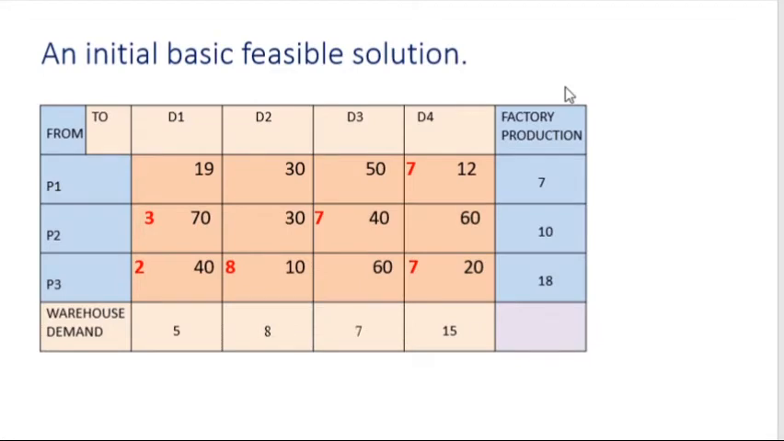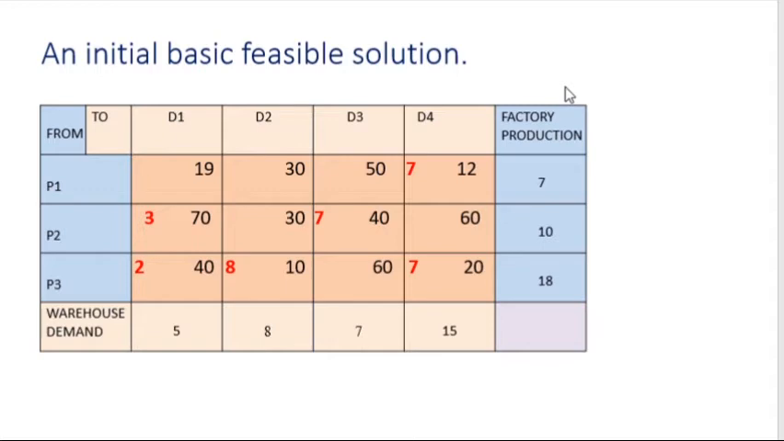In transportation problem, there are two stages to find an optimum solution. The first stage is finding out an initial basic feasible solution. We do that using northwest corner rule, least cost method, or Vogel's approximation method. And the following stage is finding the optimum solution by iterating the initial basic feasible solution. And for that we have to use Modi method or stepping stone method.